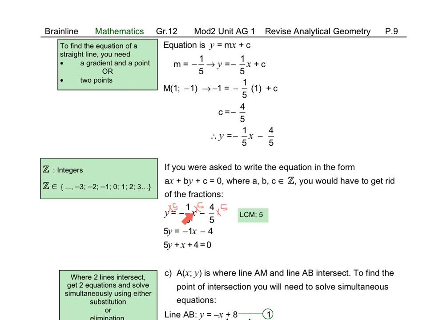Minus 1 over 5x times 5 means the 5's will cancel out, and I'm left with minus 1x. And minus 4 over 5 multiplied by 5, the 5's will also cancel out, and we are left with minus 4. Then we still have to set our equation equal to 0, so the minus 1x taken to the left becomes a positive x, and minus 4 taken to the left becomes a plus 4, so my equation will now be 5y plus x plus 4 equal to 0.